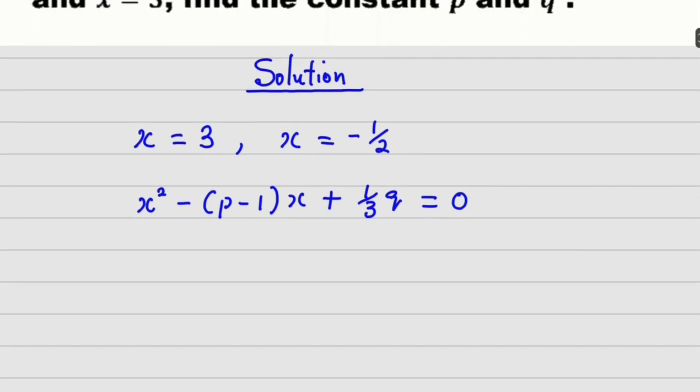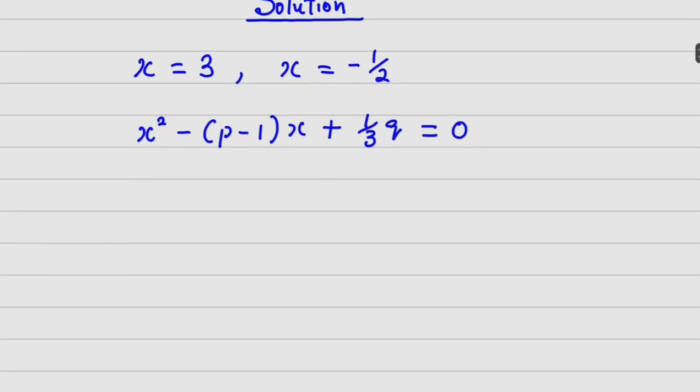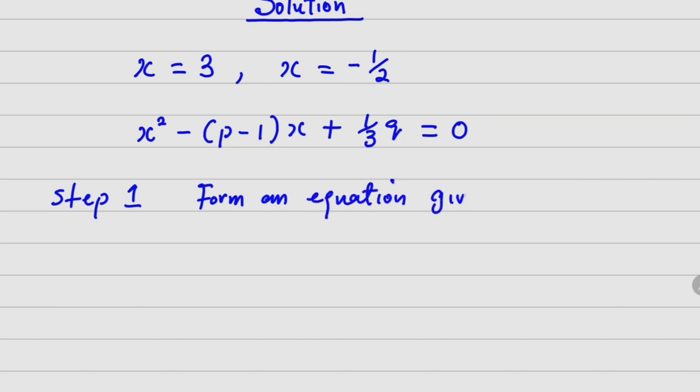Now you see, it means that the equation formed by the roots 3 and minus half is the same thing as the equation that we have containing the constants p and q. So what we are going to do in step 1 is to form an equation given the roots 3 and minus half. Okay, so let me teach you how to form this equation.